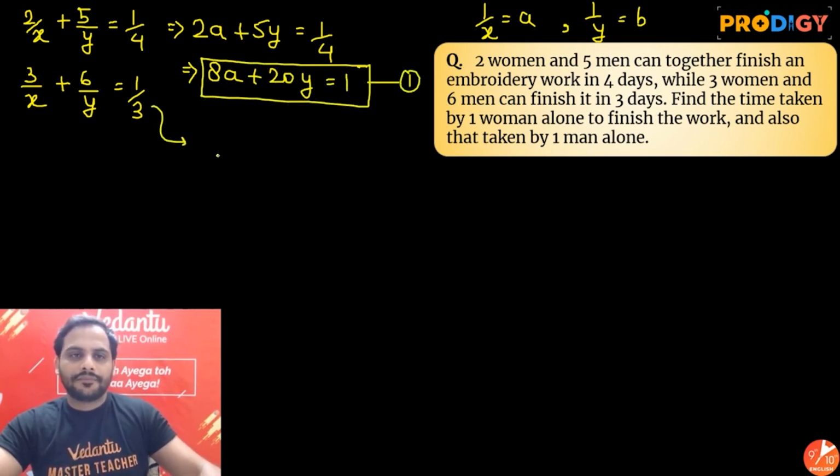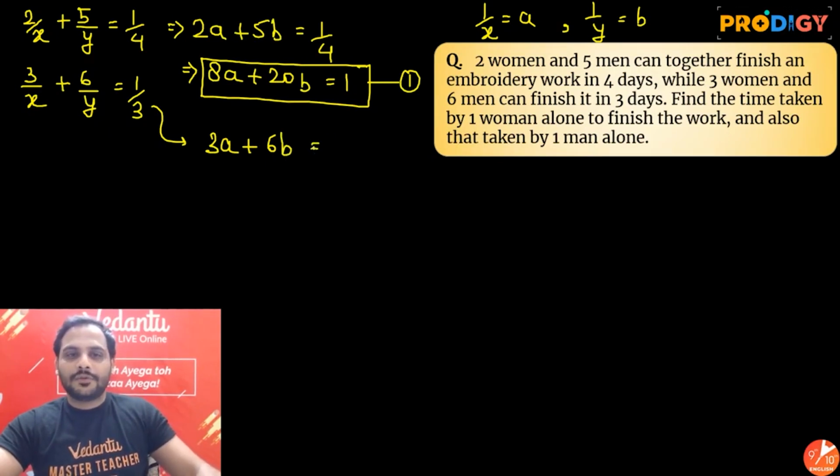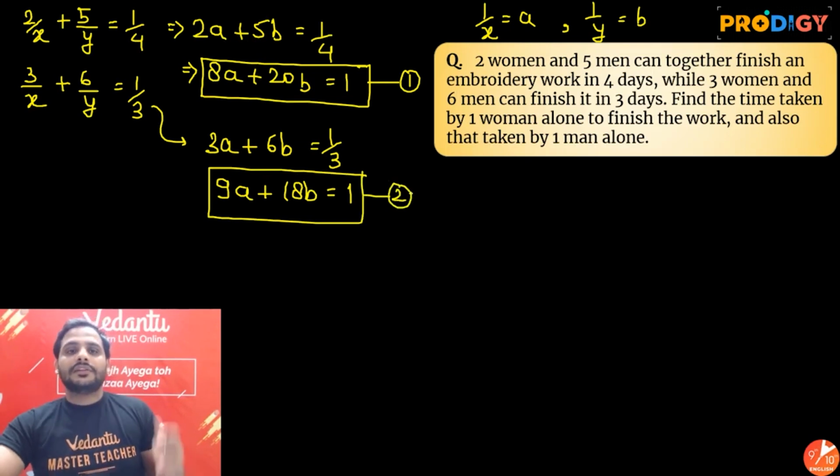Similarly, from here, 3a plus 6b is equal to 1 by 3. Sorry, I was writing y in place of b; I have to write b here. You can shift this 3 over there, so 9a plus 6 3s are 18b is equal to 1. These are my two equations now.